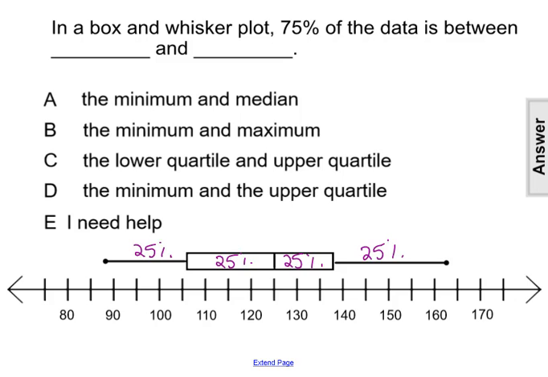Now let's look at the minimum and the maximum. The minimum is here, and the maximum is here. Well, that's the entire box and whisker plot. That's 100% of the data. So that's not 75%, so our answer is not choice B.